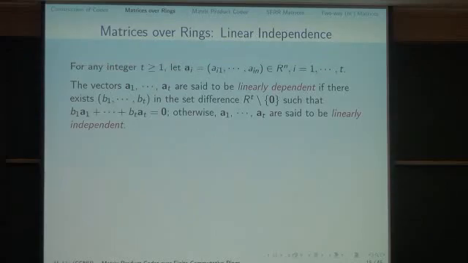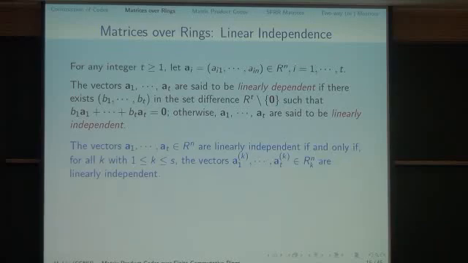Linear independence for any integer t, where t is greater than or equal to 1, we can take t vectors a1 to at. We say the t vectors are linearly dependent if there exists a vector in the set R^t minus the zero vector such that their linear combination is 0. This is the usual way we use it in linear algebra. Otherwise, the t vectors are said to be linearly independent.